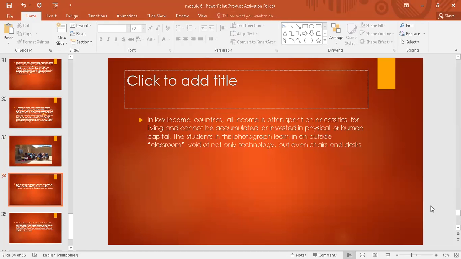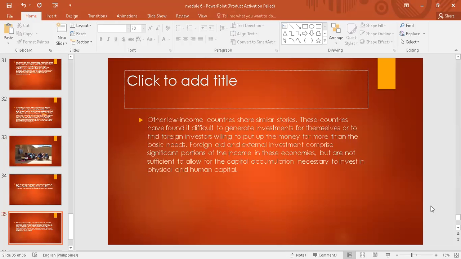Yan. Yung sinasabi ko kanina. The photograph in this presentation, this is what we already call, or sa kanila, a classroom, no? Not even any technology, even chairs and desks. Other low-income countries share similar stories, no? Yun na sa top 10 natin. These countries find it difficult to generate investment. Okay? Kaya ang kanilang hope na lang is laging sa foreign aid.